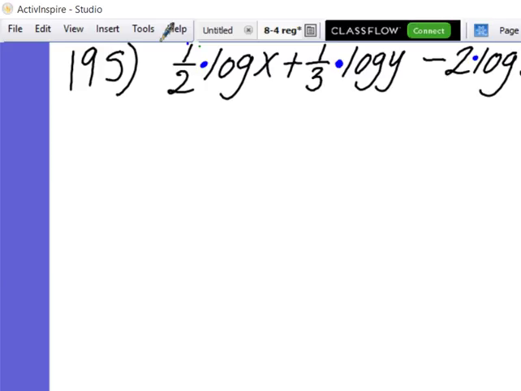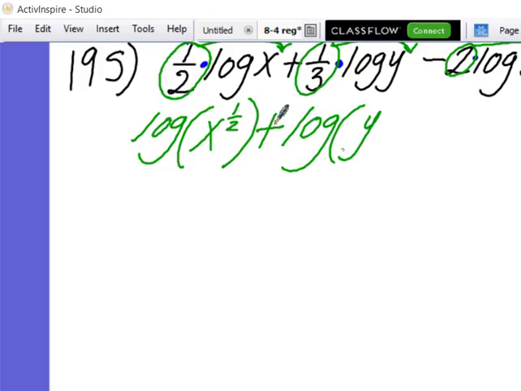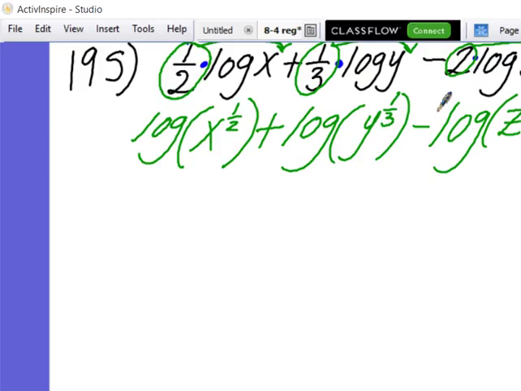We know that if you have a multiplication in front of a log, it's really an exponent. So we're going to take and show our work and rewrite this, which I know there's not a lot of room, so you might want to do some of this on a separate sheet of paper, because it gets messy other way. So we have log of, let's use parentheses, x to the 1/2 plus log of, parentheses, y to the 1/3 minus log of z squared. So I'm showing my work. Now I've fixed the powers.